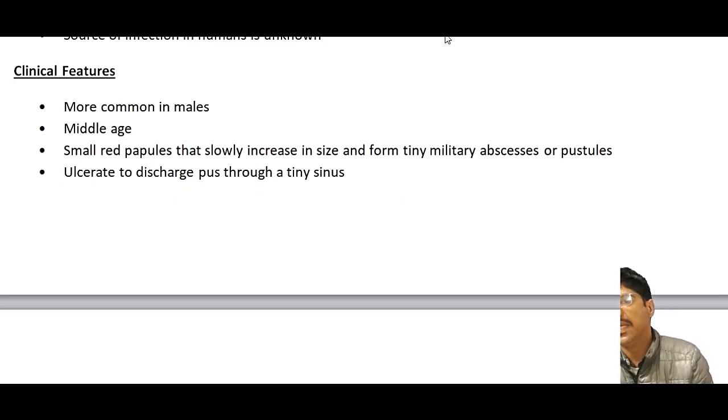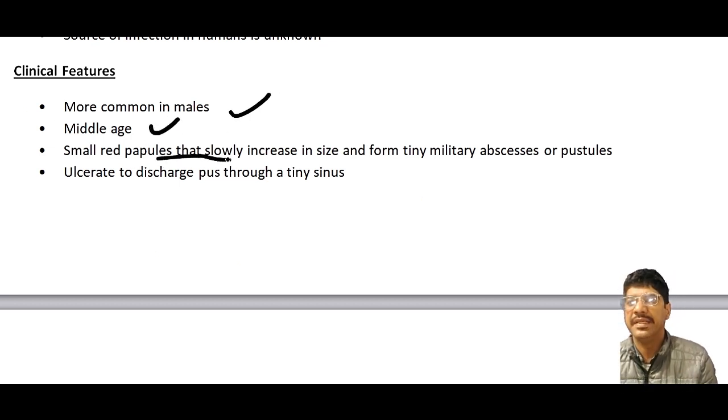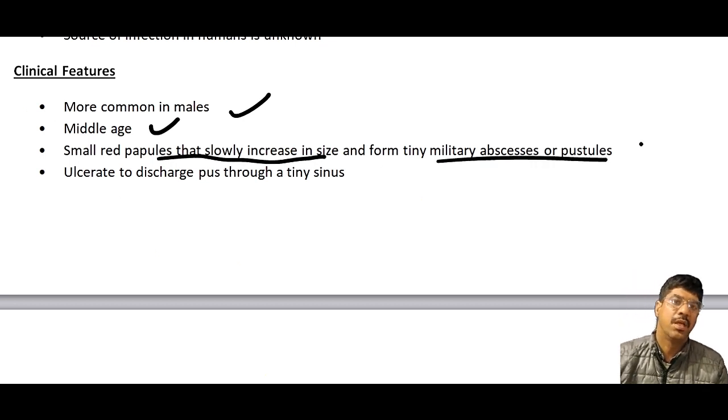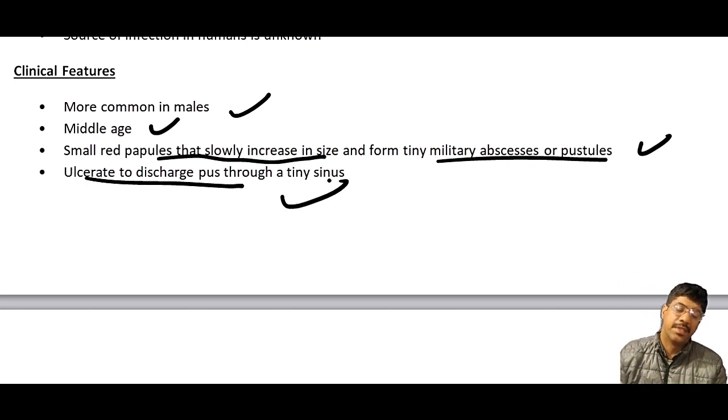clinical features. It is seen in males, middle-aged people, with small red papules that slowly increase in size to form abscess or pustules. It is more common in men than in women, involving the middle age. It begins as a small red papule that progresses to a miliary abscess or pustule that may ulcerate and discharge pus through tiny sinuses. In systemic disease, you can see symptoms like fever, weight loss, and the lung can be involved if a productive cough is present, similar to pulmonary tuberculosis.